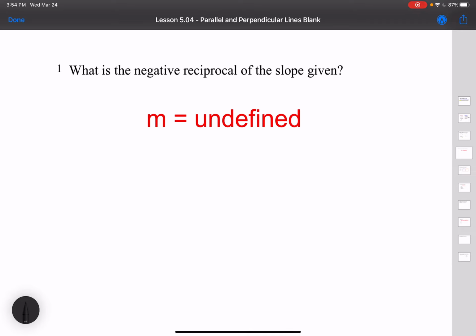What would the negative reciprocal be of that one? Take a moment, think about it, pause, and then when you think you have an answer, or if you just want to find out, continue.